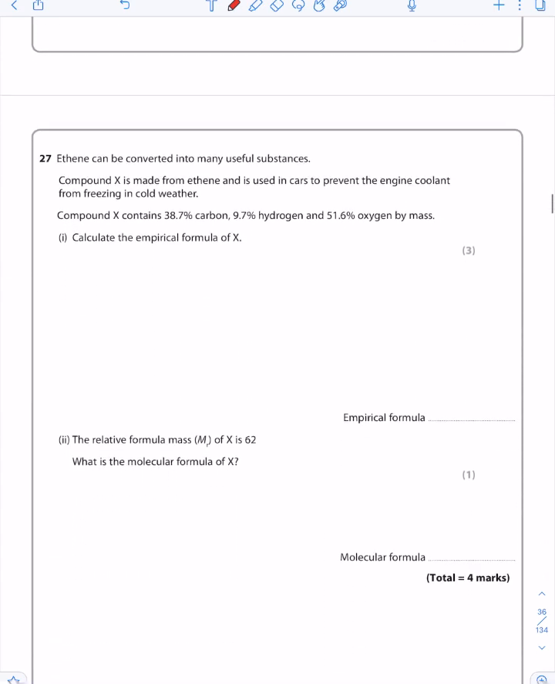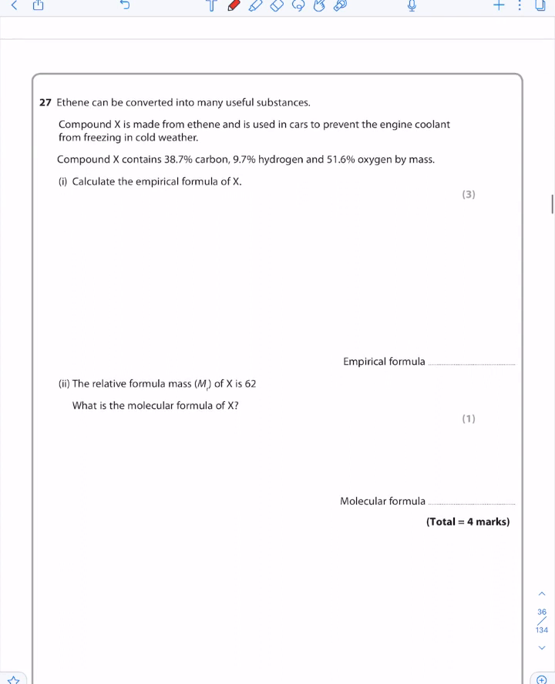Question 27. Ethene can be converted into many useful substances. Compound X is made from ethene and used in cars to prevent engine coolant from freezing in cold weather. Compound X contains 38.7% carbon. يبقى كده الماس of carbon 38.7، hydrogen 9.7، والأكسجين 51.6% by mass. يبقى أنا بعتبر إن الأرقام اللي هي البرسنتج دي تمثل الماس.